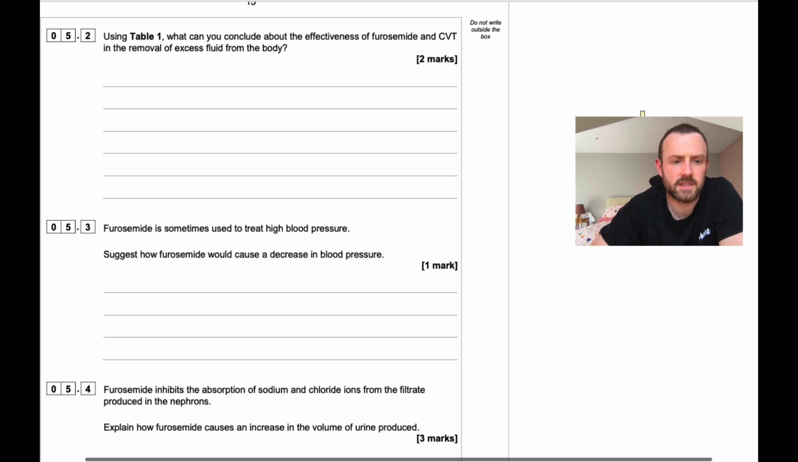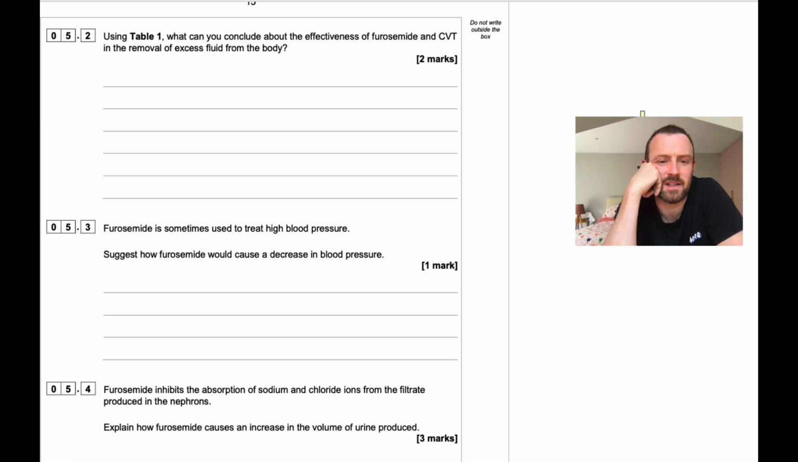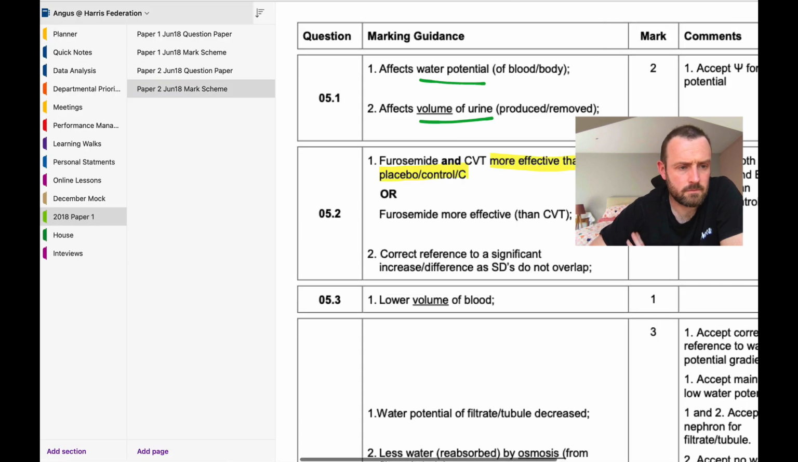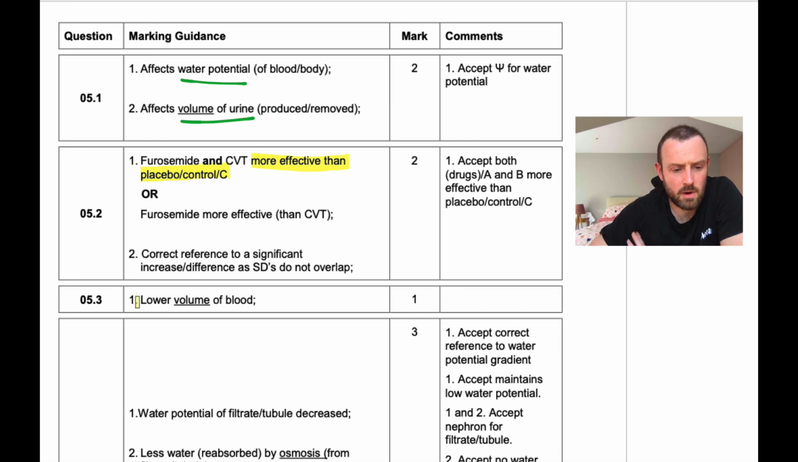5.2. Using Table 1, what can you conclude about the effectiveness of furosemide and CBT? I've done that one already, sorry. 5.3. Furosemide is sometimes used to treat high blood pressure. Suggest how furosemide would cause a decrease in blood pressure. Well, this is simply if you remove fluid from the blood plasma, there is a lower volume of blood plasma and therefore a lower blood pressure. So it lowers the volume of the blood.